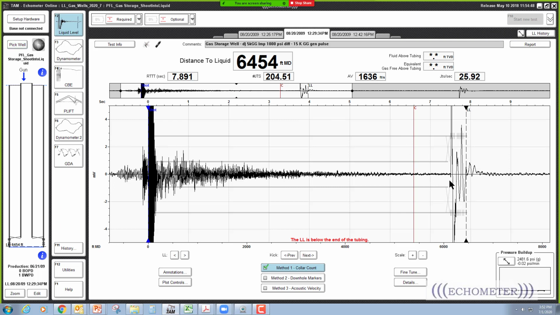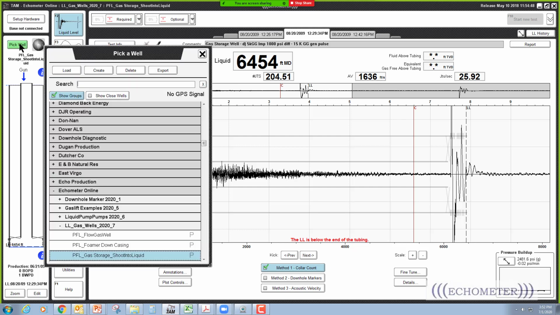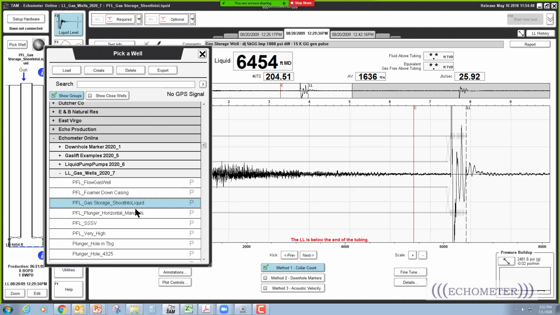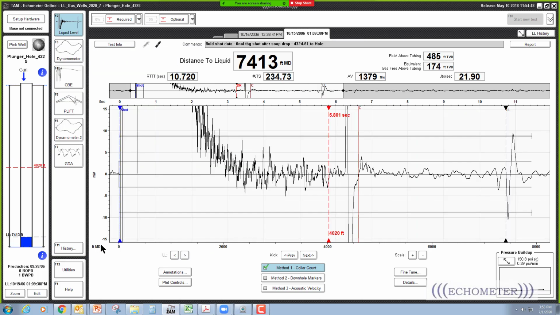Then the next well we're going to pick is, we've already talked about these two in a previous presentation, so I'm going to skip this one, and I'm going to talk about the hole in the tubing at 4325. And there's a couple examples of fluid shots and holes in tubing.